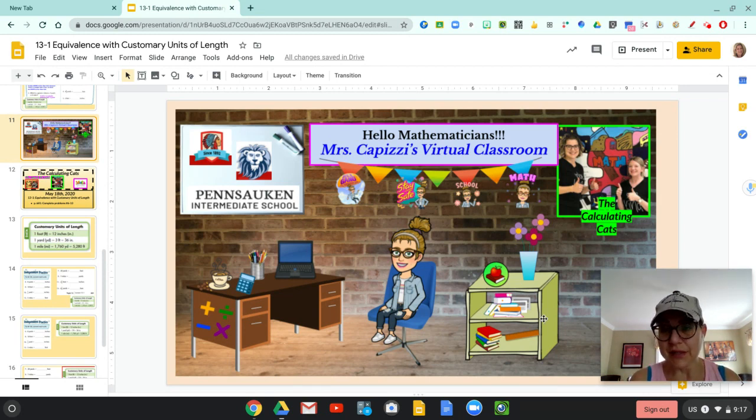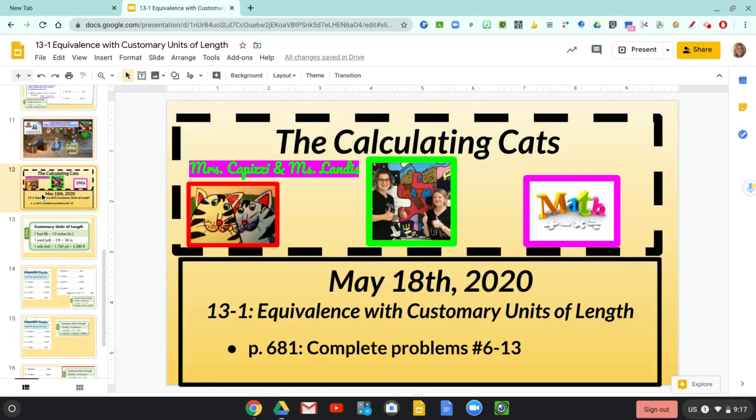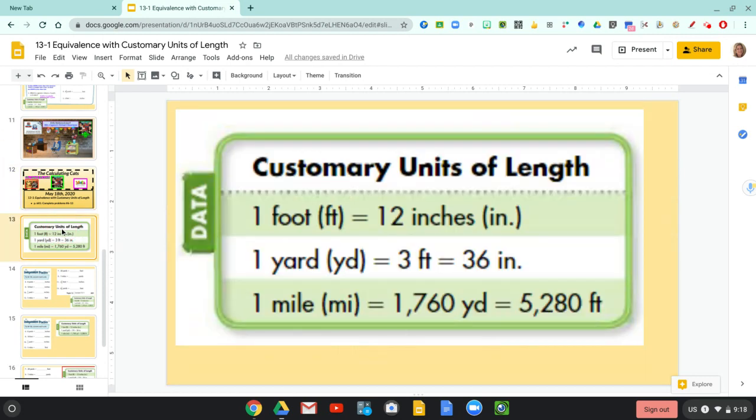So with that said, I'm going to turn off my webcam and get started with the assignment that is technically for tomorrow, Monday, May 18th, and we're finishing up 13-1, equivalence with customary units of length. And remember, a customary unit of length is what we use in the United States. So what we're going to be using for today's lesson, let's just go over this. In the United States, when we're measuring something, we use feet, inches, yards, and miles.